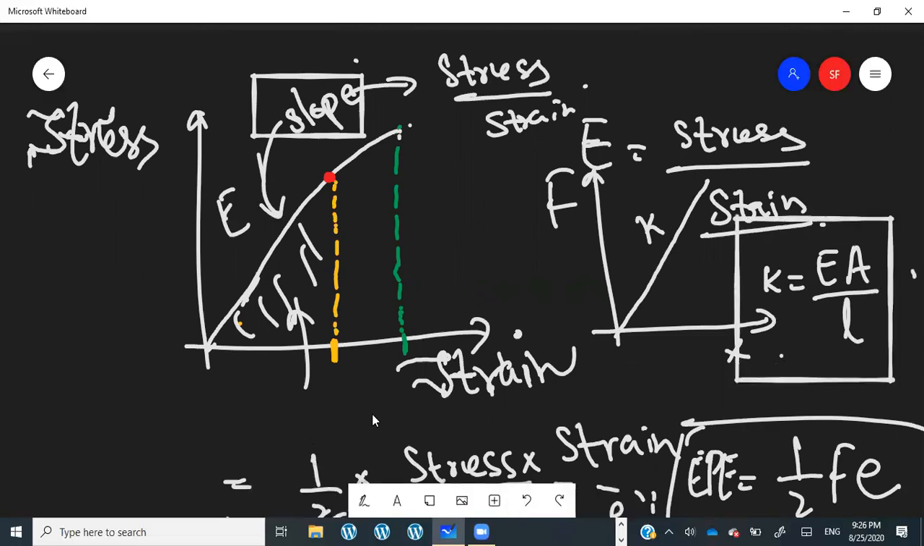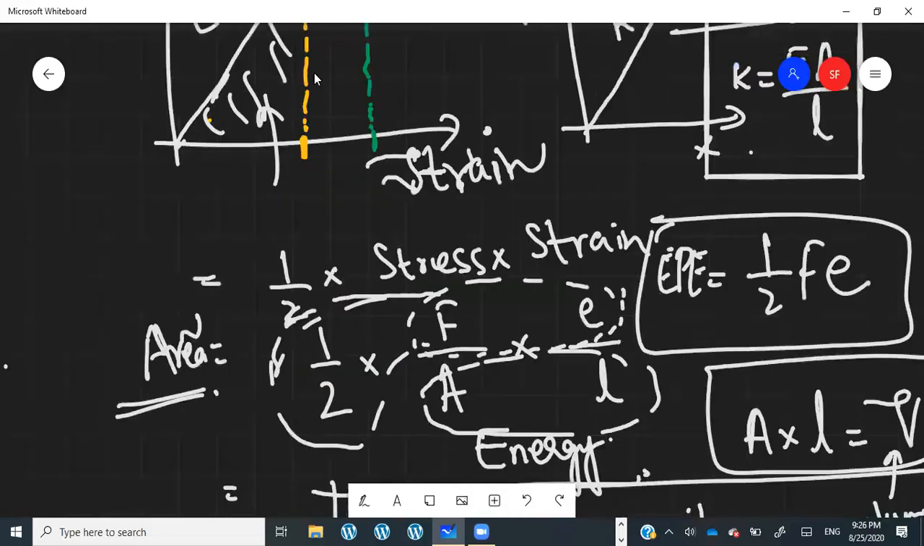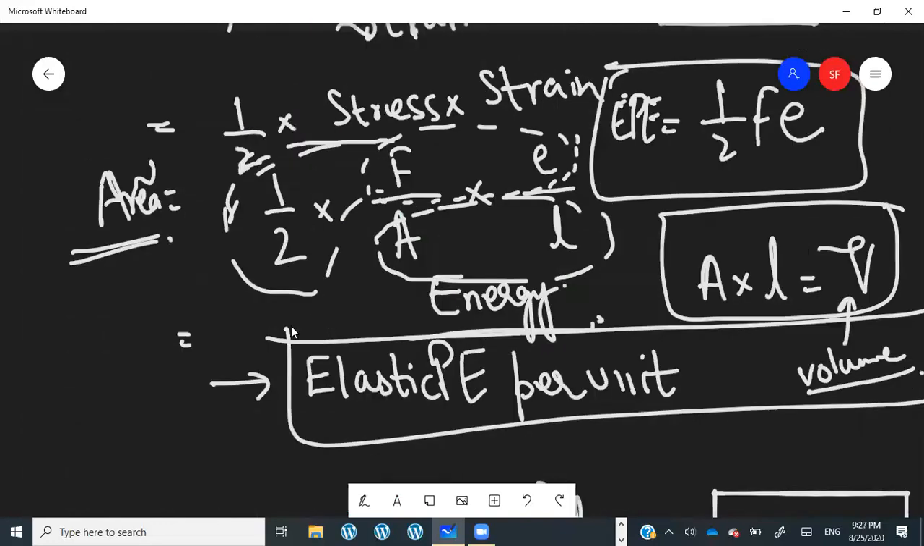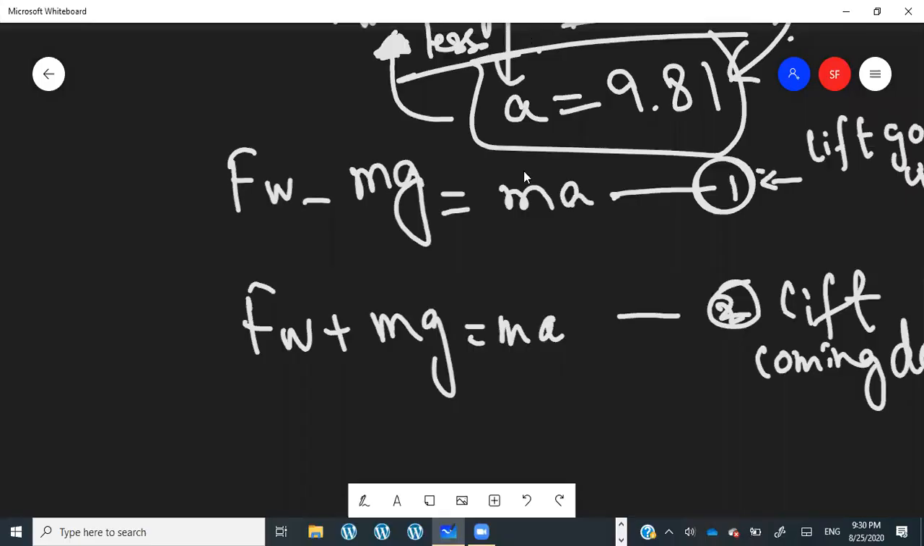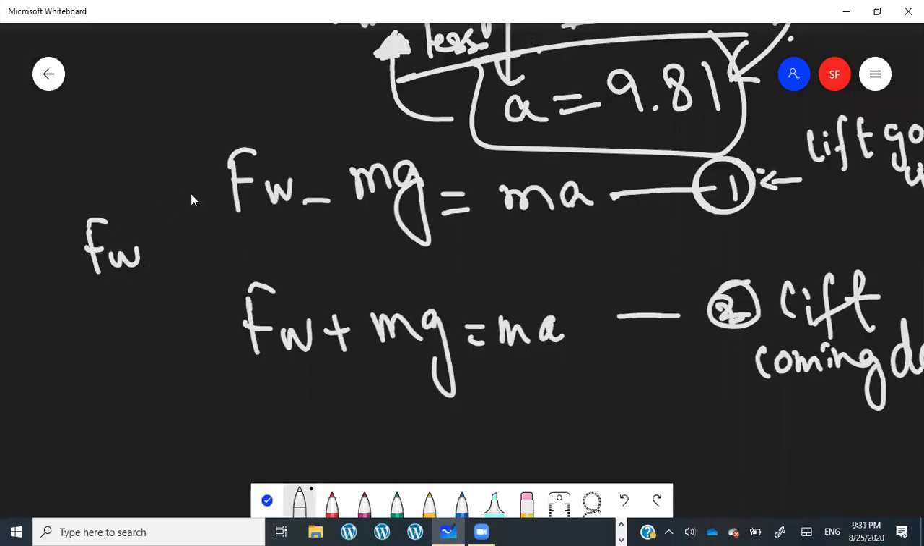Okay. So copy this or take a screenshot, or have you copied it? I'm taking a screenshot. Okay, so now if you make FW the subject in the first equation, it's going to become mg plus ma, right?